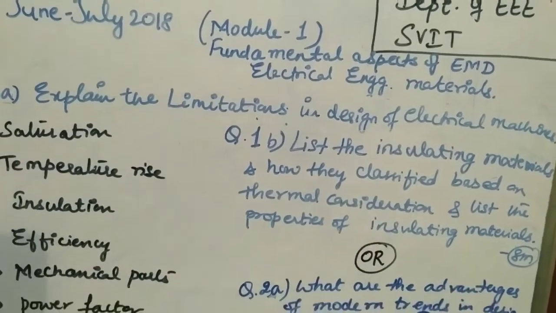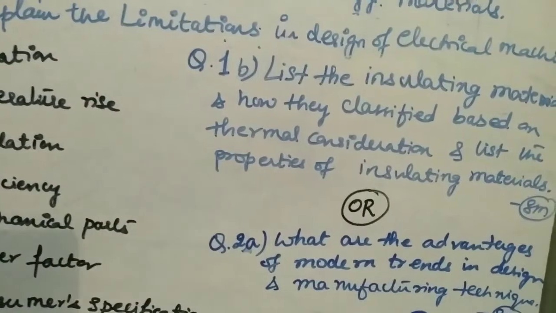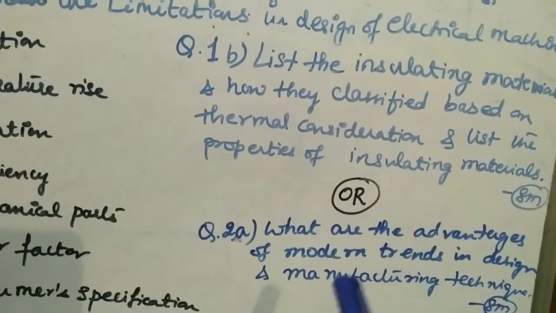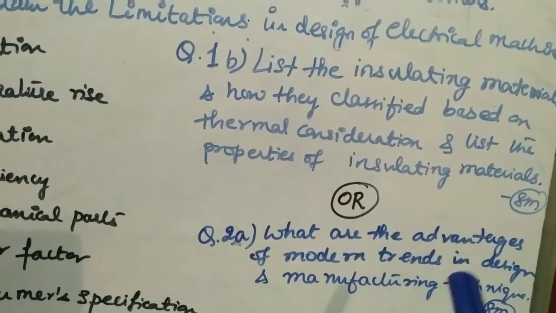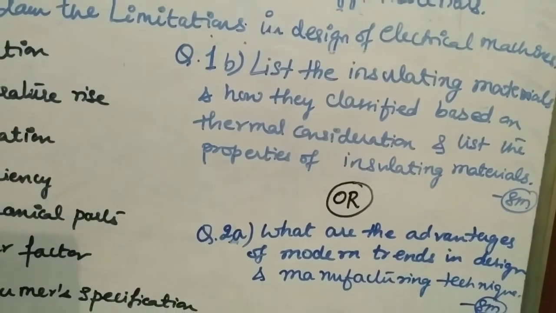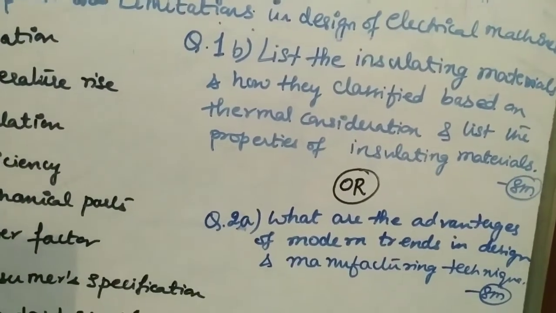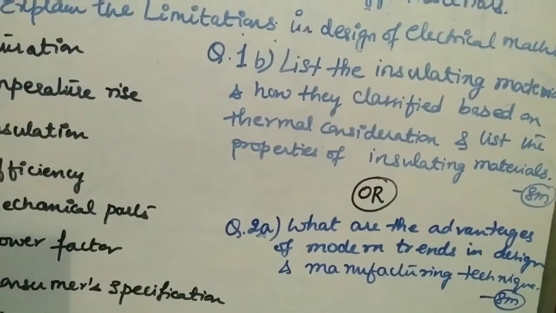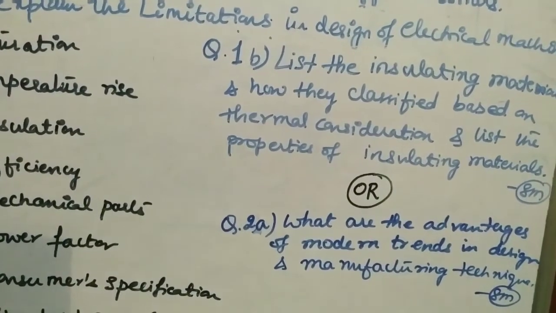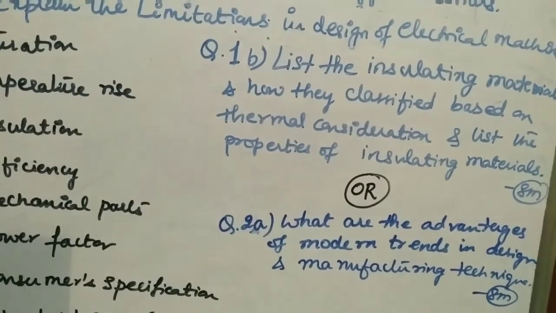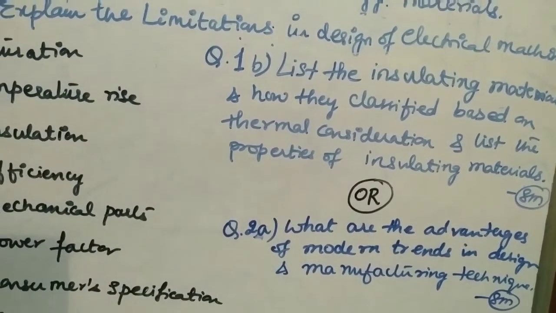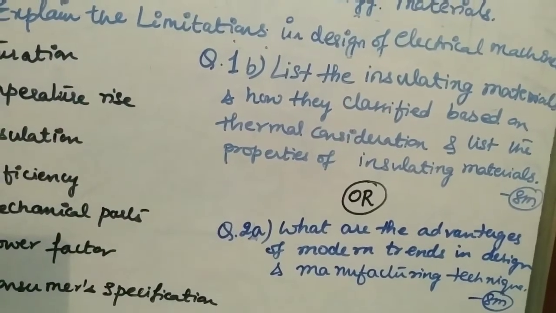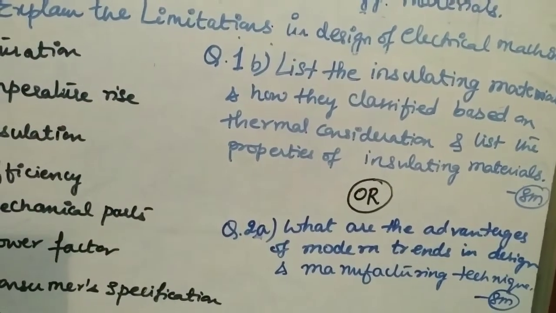The other part of the choice will be the next part of a question which belongs to module 1 itself, that is, what are the advantages of modern trends in design and manufacturing techniques. This was asked for 8 marks. This is also one of the standard questions. If these two questions are not given, definitely this is the next part of a question which you have to follow up. As I told you, there are 9 main theory questions which you have to practice, and this belongs to that bunch of questions.